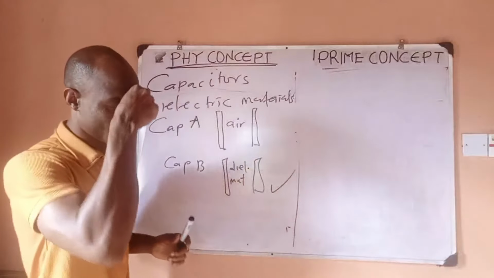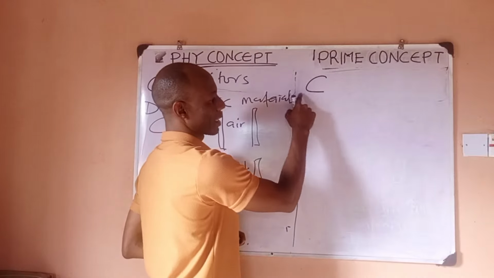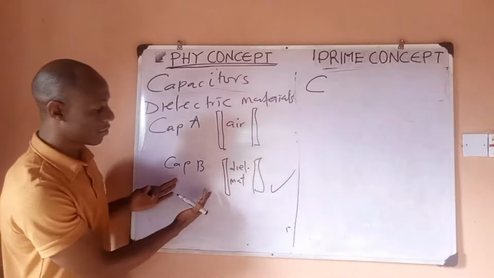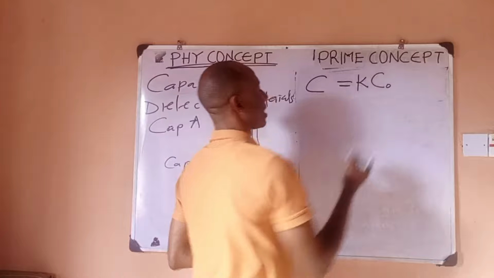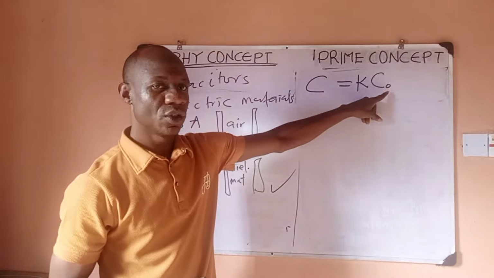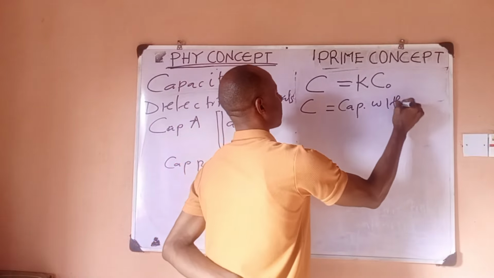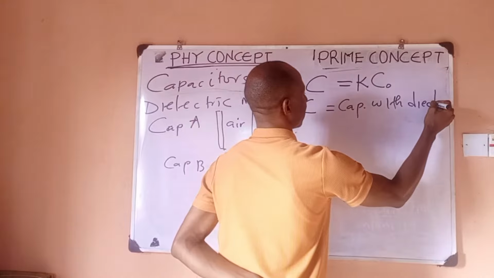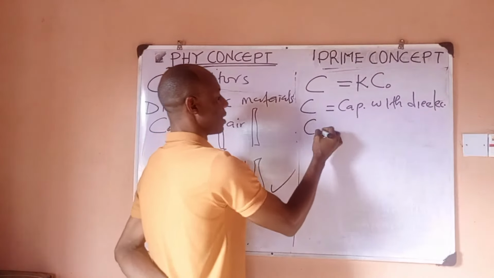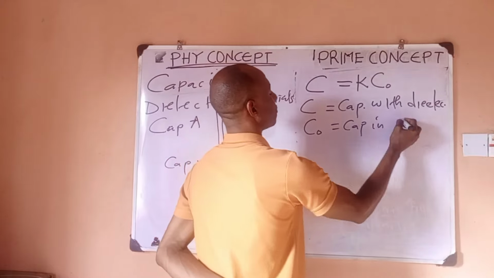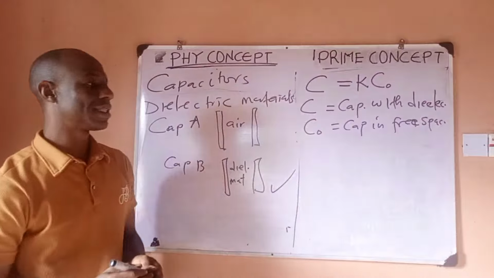So what is the relationship? The capacitance C with dielectric, that is in the case of B, is equal to K times the capacitance when there is no dielectric. So you should take note of this. C is capacitance when there is a dielectric. C naught is capacitance in free space, when there is no dielectric, or when the dielectric is air.